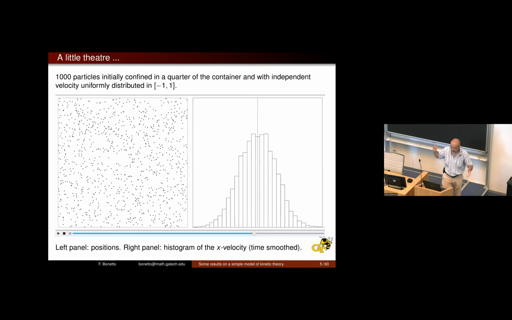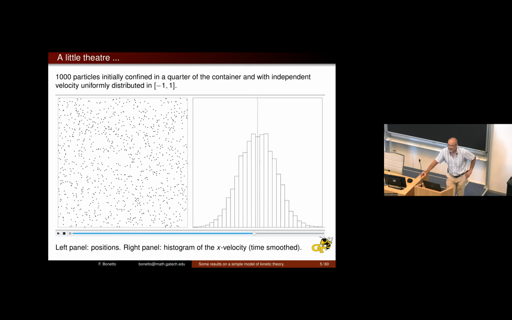Why this system? This is what we will intuitively call equilibrium. And why is the system going to equilibrium? And then what are non-equilibrium states, and how do you describe them? But this is just to have a beginning idea.